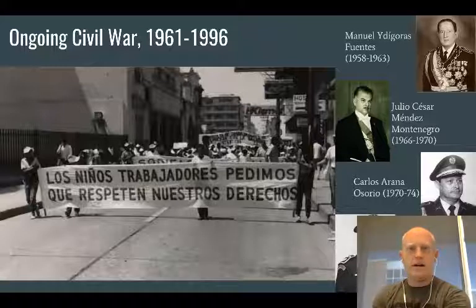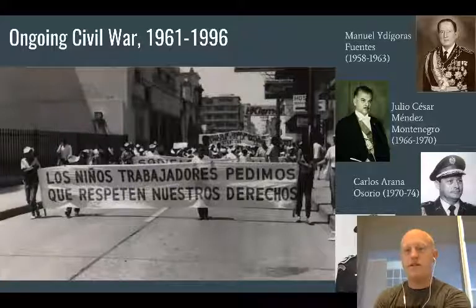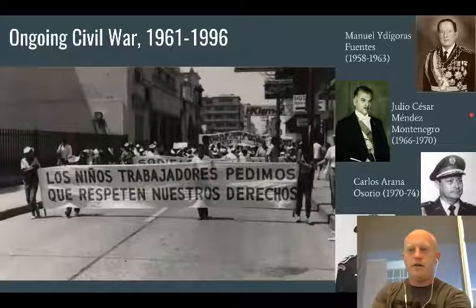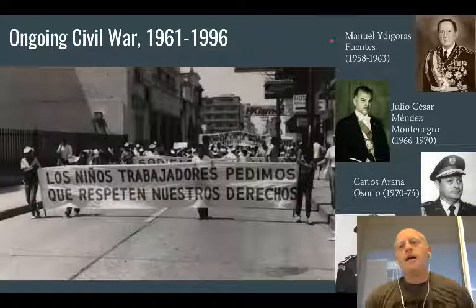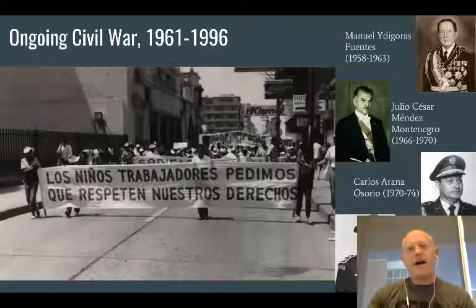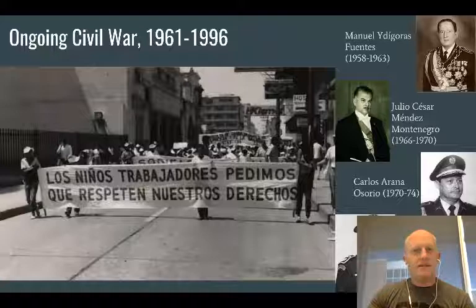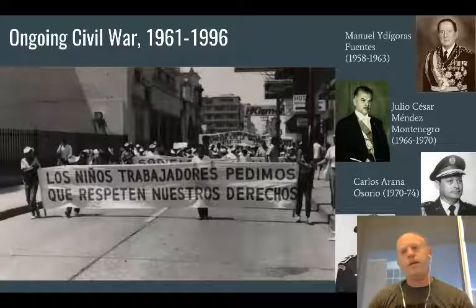Castillo Armas held power until 1957, late in 1957, when he was assassinated. After that, Manuel Ydígoras Fuentes was elected to office. You can see he was a military man very clearly. He had actually run against Arbenz in 1950 and lost, but in 1958 he was able to take the presidency with the support of the military. He was actually deposed in a coup in 1963. So once again, we have no stable transfer of power.